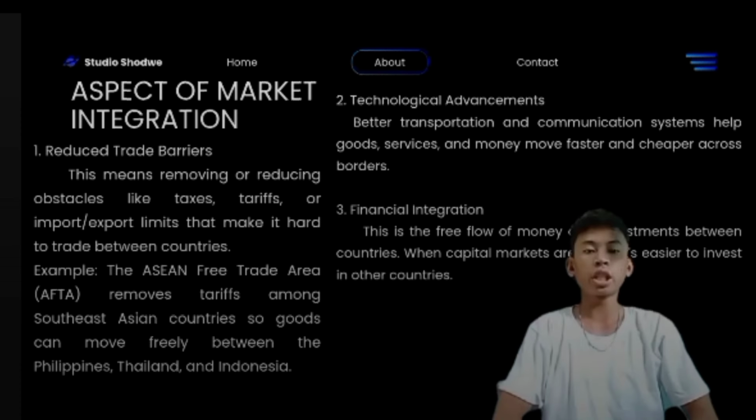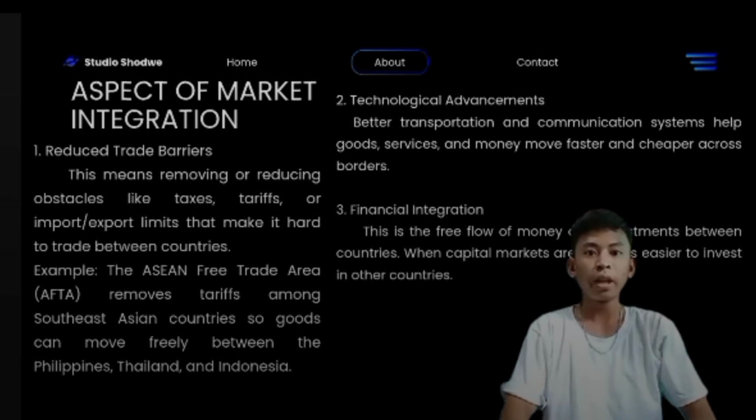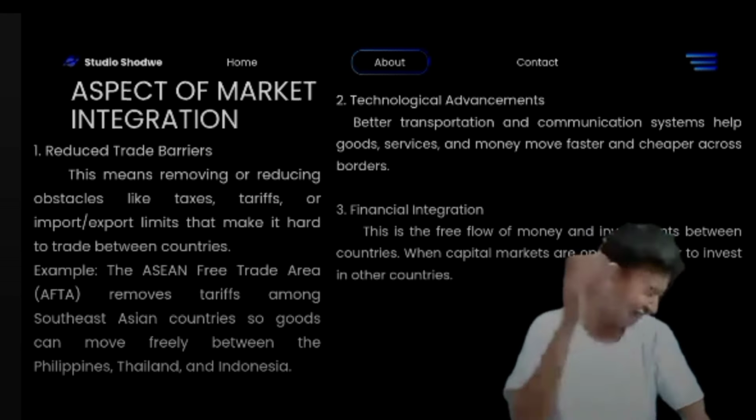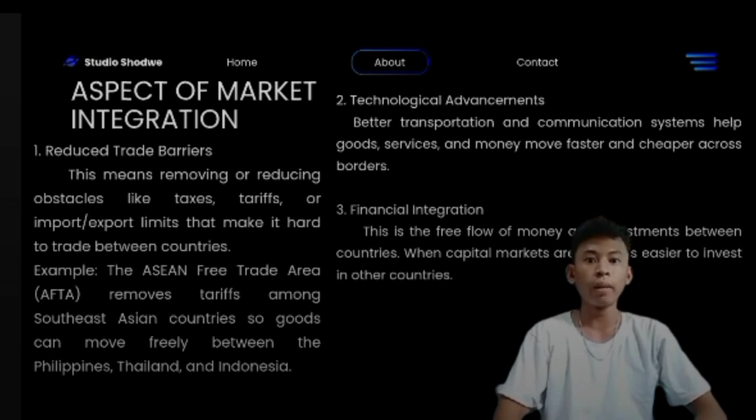Let's proceed to the 6 aspects of market integration. First, reduced trade barriers. This means removing or reducing obstacles like taxes, tariffs, or import-export limits that make it hard to trade between countries. Example, the ASEAN Free Trade Area removes tariffs among Asian countries, so goods can move freely between the Philippines, Thailand, and Indonesia.